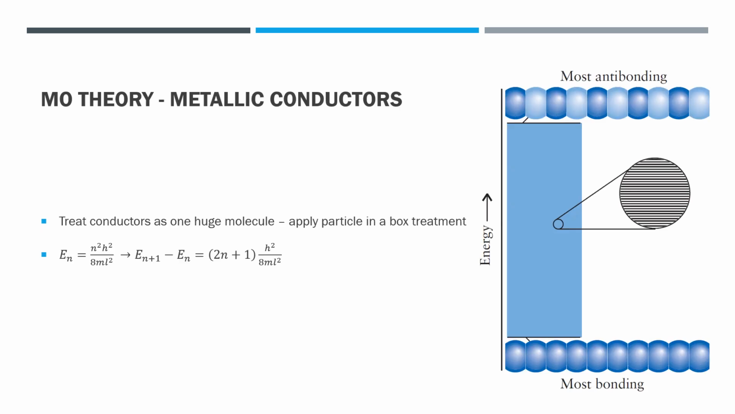All right, so now that I've given a brief overview of all these terms, we're going to jump right into the molecular orbital theory that describes metallic conductors.